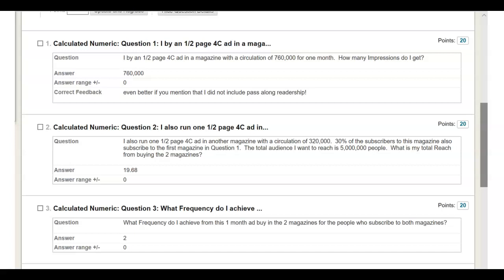Okay, and when you do that multiplication, you'll find that your reach, the accurate number, is 19.68%. Now, what frequency do I achieve? And this is that middle group in the example from your book. It's that 6% of people that get both magazines. Just think, I got the ad in the first magazine that I read, and got it in the second magazine. That's a frequency of 2 because I just bought 1 month each.